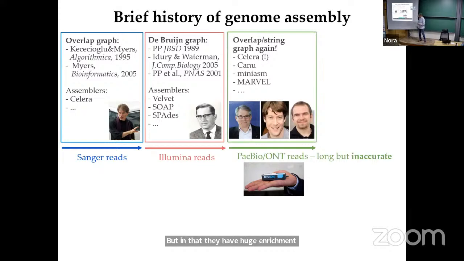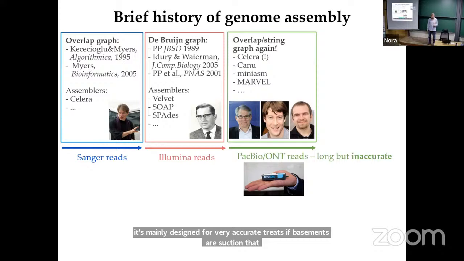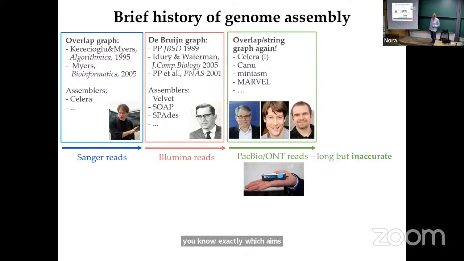And once again, the overlap approach took over, because the de Bruijn graph approach that I described is mainly designed for very accurate reads. It's based on the assumption that you know exactly which k-mers are present in the genome, or maybe with small errors. And that's why people actually believed at this time that the overlap approach is the only approach to assemble these reads.